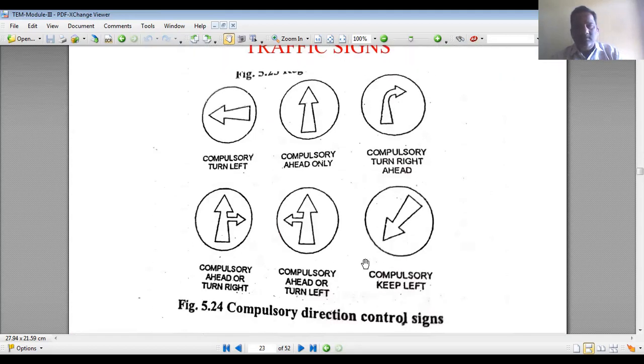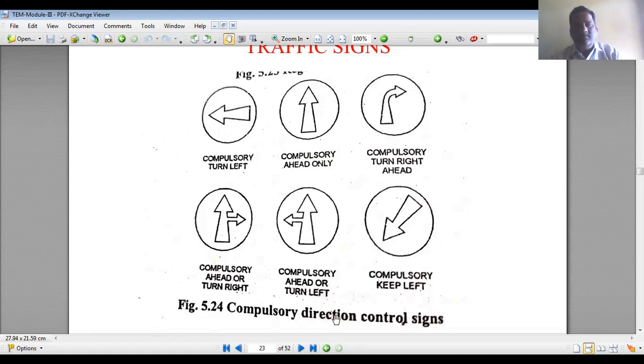Some of the regulatory or mandatory signs are also compulsory direction control signs. Keep left: compulsory, you have to turn left. Compulsory, you have to go ahead only, no left turn or no right turn. Here, compulsory right. Here, compulsory ahead or turn right. You can go straight or you can turn right. Here, you can go straight or you can turn left. Compulsory keep left. This is the signboard used to follow compulsory keep left only.